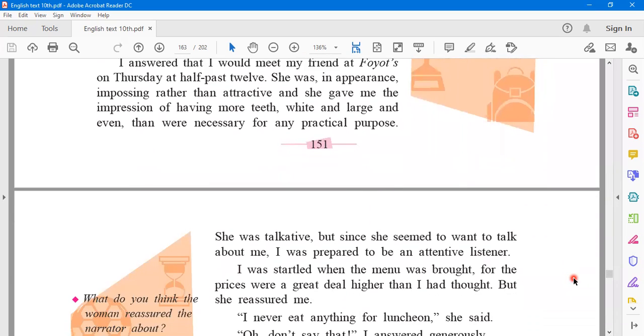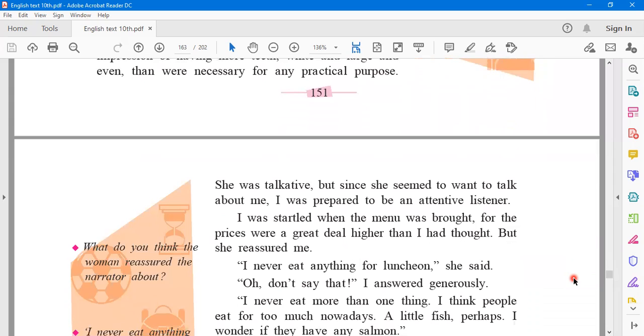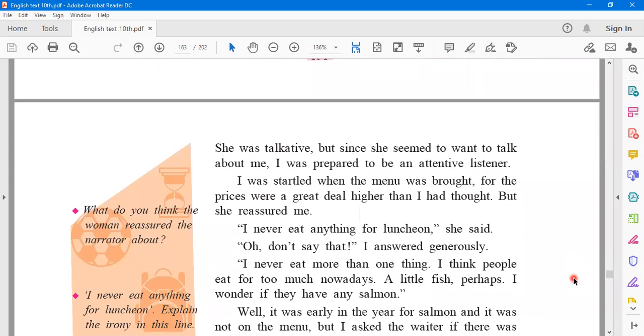We are continuing. She was talkative, but since she seemed to want to talk about me, I was prepared to be an attentive listener. So the writer was desperately wanting maybe to have a word with someone who would praise him a little bit, to motivate him, to inspire him. So he wanted to be an attentive listener. Attentive here is an adjective. Attentive listener. I was startled when the menu was brought.